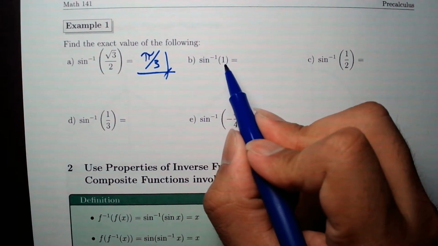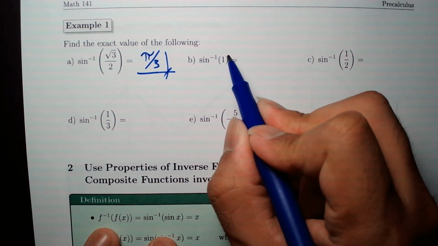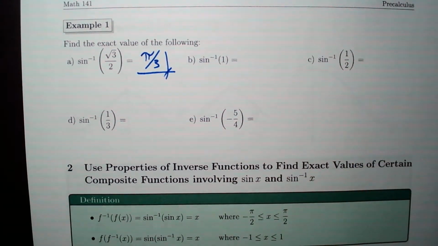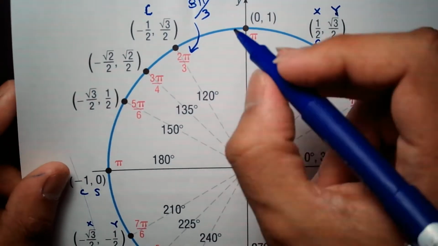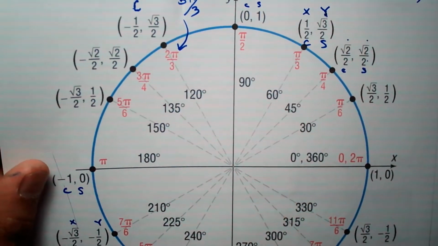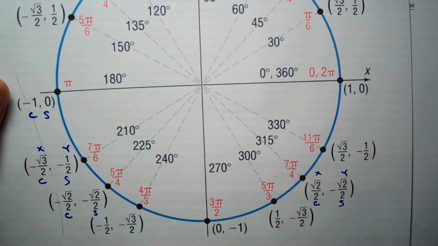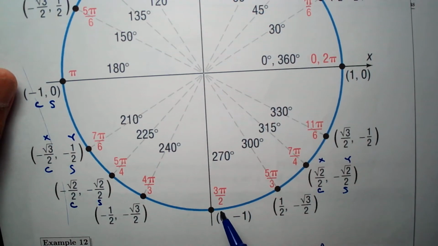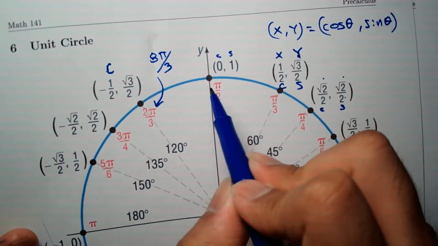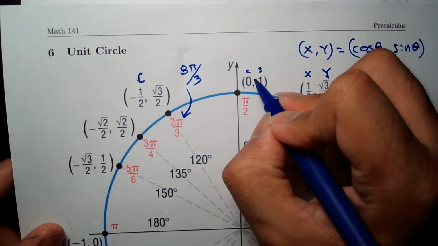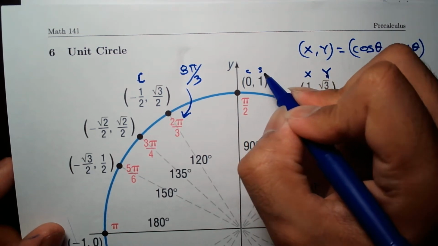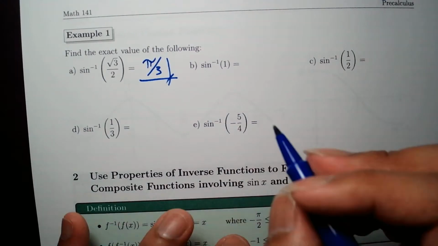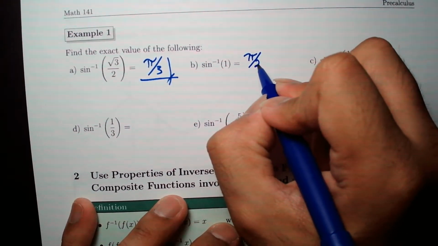Inverse sine of 1. So what angle has a sine equal to 1? Well, in this case, again, this is cosine, this is sine, and again the range of the inverse sine function goes from -pi/2 to pi/2. And in this case, this is the angle where sine equals 1. In other words, pi/2 or 90 degrees. So pi/2.